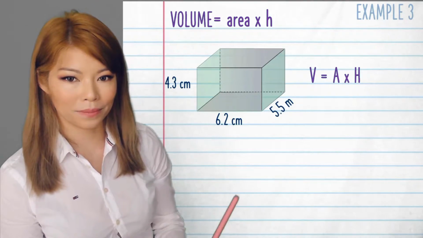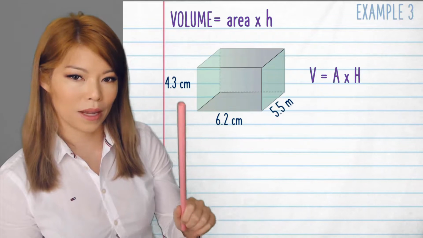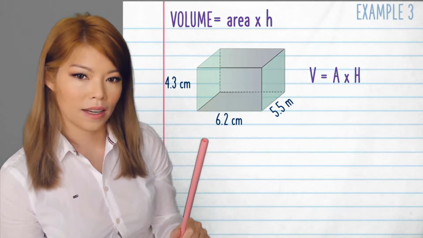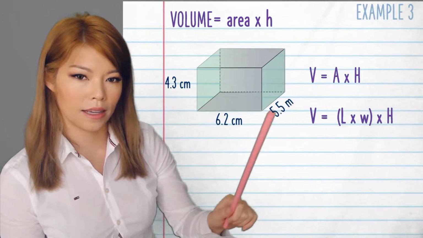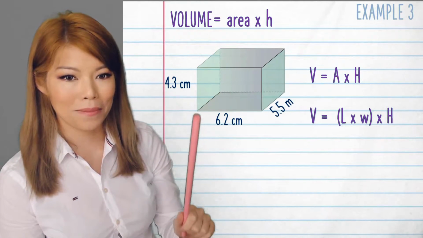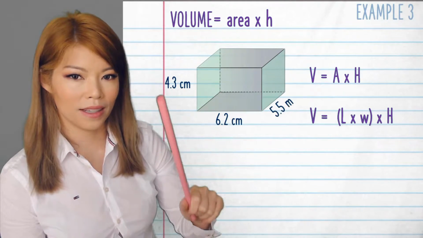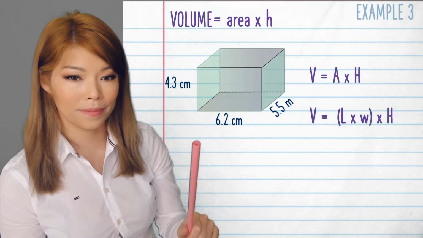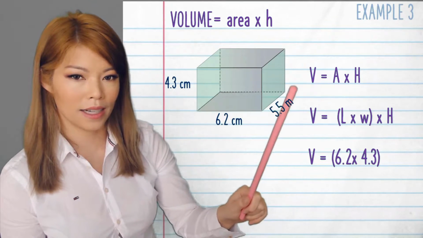Example 3. To find the volume, we have to find the area first and then the height, because the area is not given to us. Now the area can be length times width, the rectangle, and then the height is the third value. Now it doesn't matter where the length and width are and the height because it's a rectangular prism. So let's do 6.2 times 4.3 and then the height as 5.5.